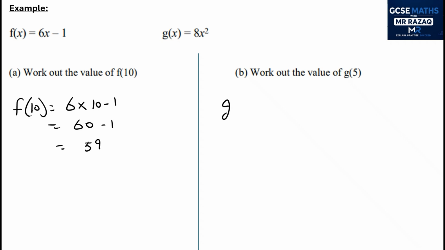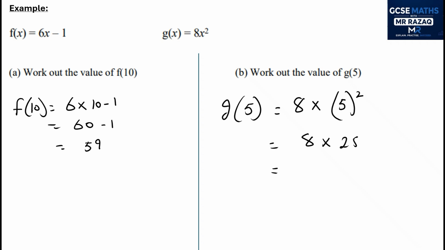Let's look at another example, g of 5. So again, g of 5 is equal to 8 times 5 squared. What's 5 squared? 25. Times it by 8. What's 8 times 25? 200.